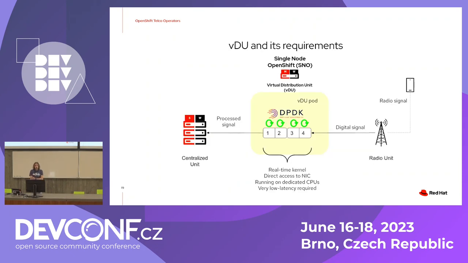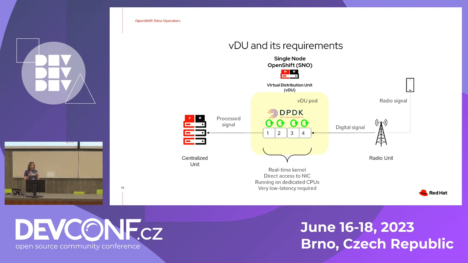So the vDU, what it's doing is, if we go again to the telco architecture, we have our mobile connected to the radio unit, sending a radio signal. The radio unit, here we don't do anything. The radio unit converts the radio signal into the digital signal, and this reaches our vDU pod. Each of these vDU pods is processing the digital signal that is going to be sent to the central unit. How is this done? This is a loop. It's a process that is continuously working on this signal processing.